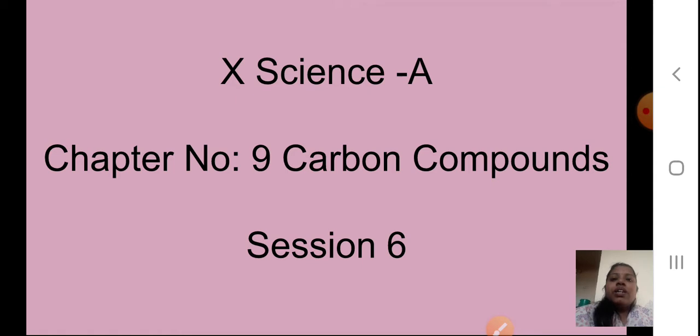Now in session 5, if you have gone through it, I have told you about the paper pattern. Also we have continued with the lesson, so I hope you have gone through it. So in the last presentation students, we studied, if you remember, the functional groups and homologous series, right? And we have seen different types of carbon compounds can be formed. Okay students, so we'll continue with the lesson today.